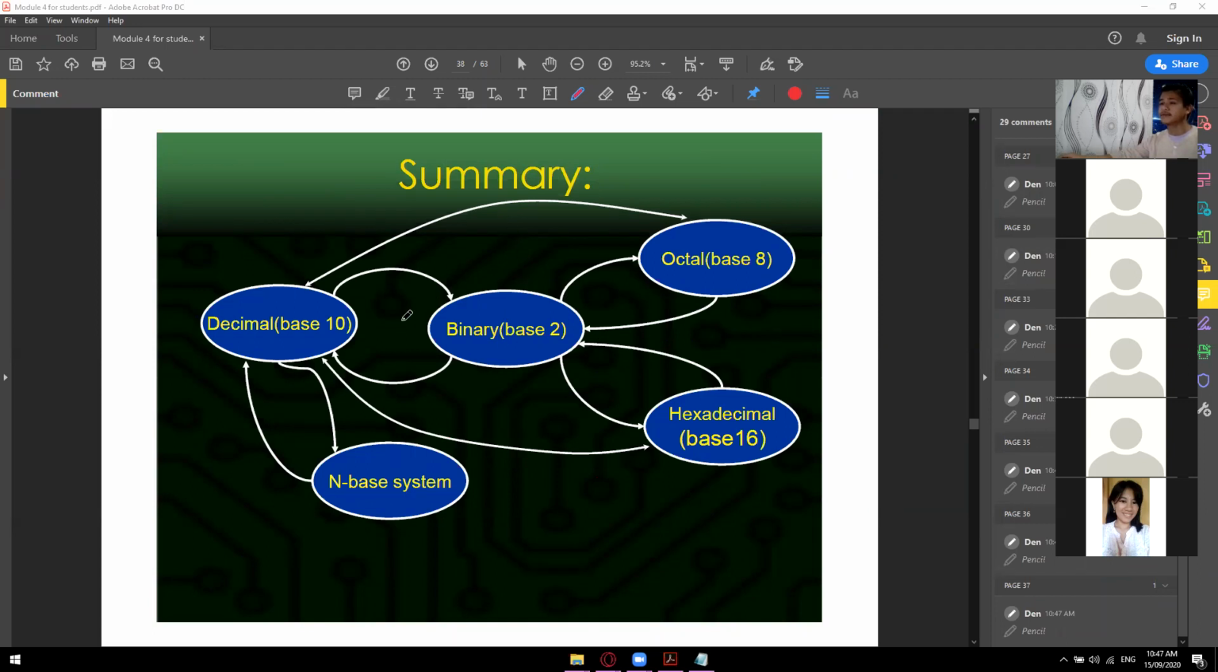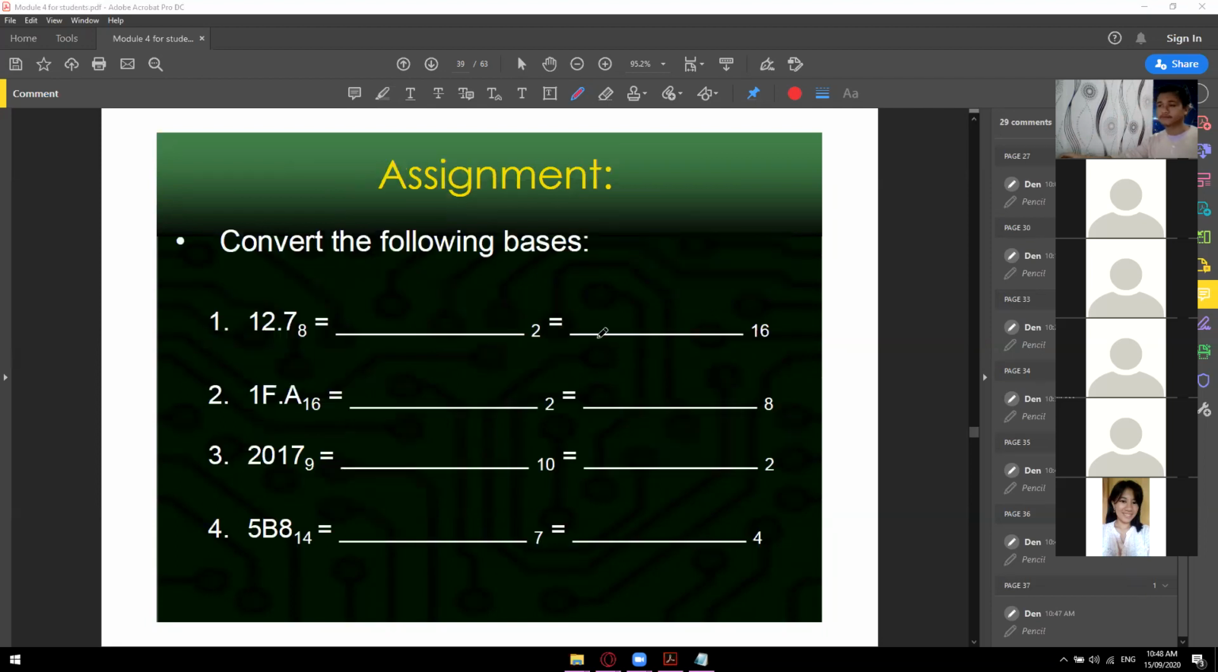Okay, so as a summary, medyo magulo to, pero yung mga diniscuss natin, you can do all those things. Basically, from any base to decimal, and then decimal to any base. Mga ginawa natin, hexadecimal to binary, and then binary to hexadecimal. And then octal to binary, and then binary to octal. Okay?